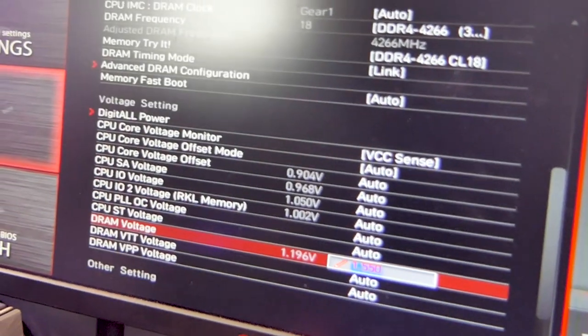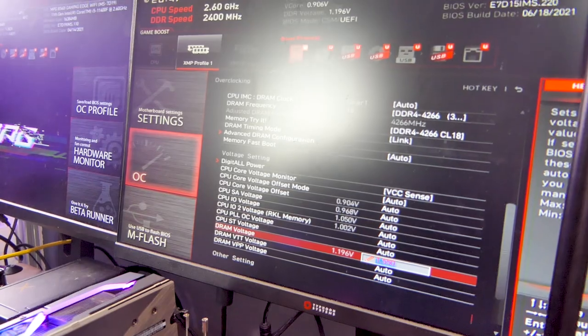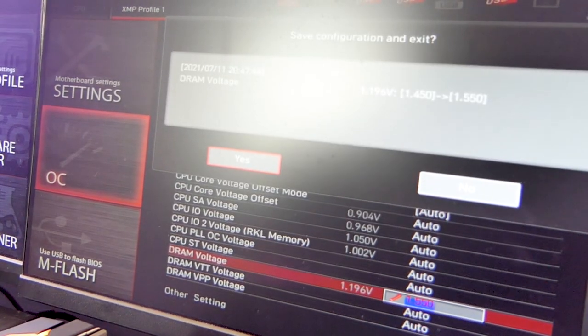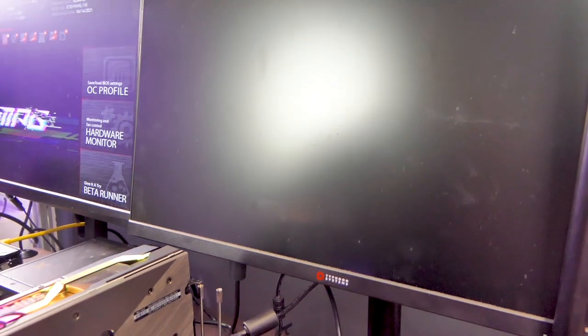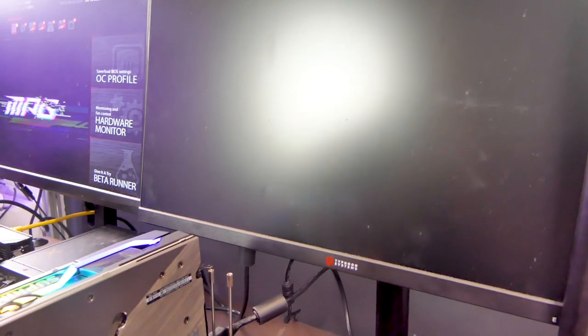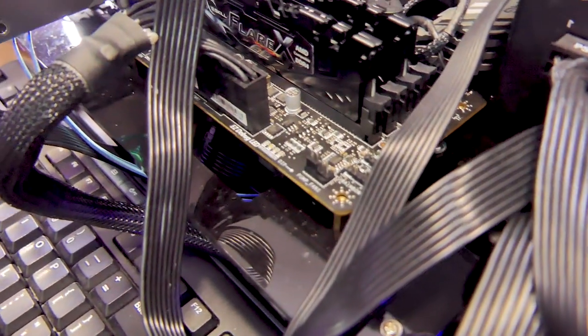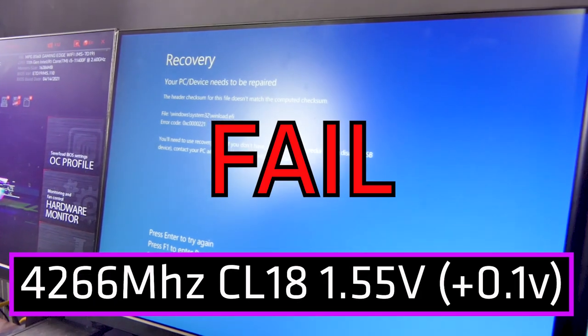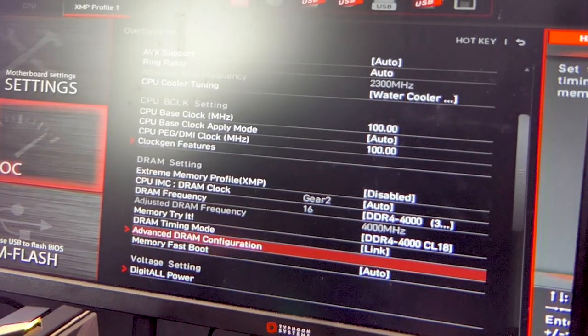Generally speaking, for DRAM, I would not advise anything above 1.5 to 1.6. This time around, we're just going to see whether this actually works. If it works at 1.55, we'll try to dial it down to the lowest value that we can actually get it to work. So we're going to try 1.55 first. If it doesn't work at this point, then we give up. Okay, it actually goes past. Oh dear. I think we'll probably just stick it at 4000 CL18.